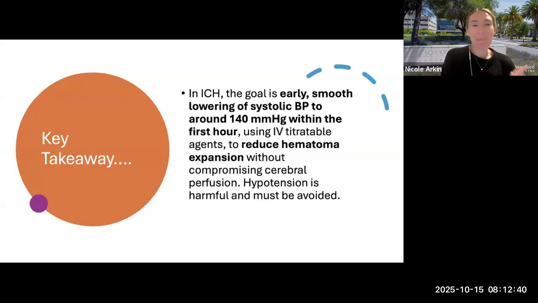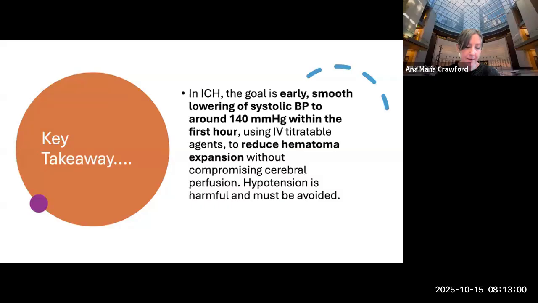Again, it's this balance. You don't want hypotension because you don't want to underperfuse the brain, especially when it's at risk. But when the cause is intracerebral bleeding, you really want to try to decrease the concern and the risk of expansion of that bleed.